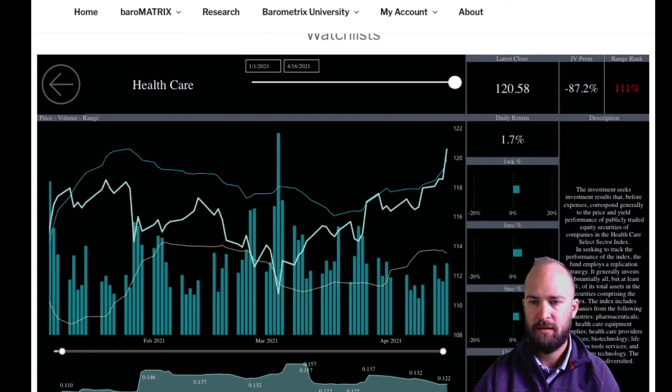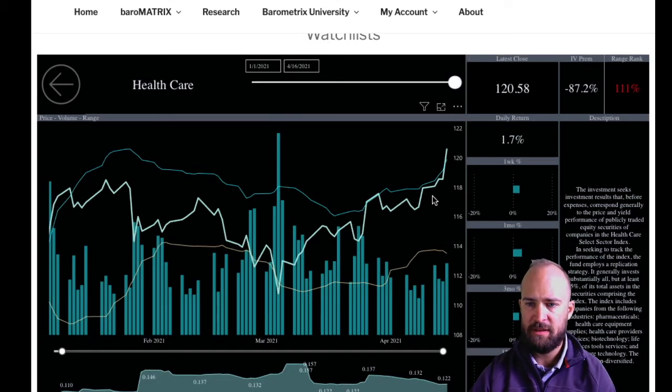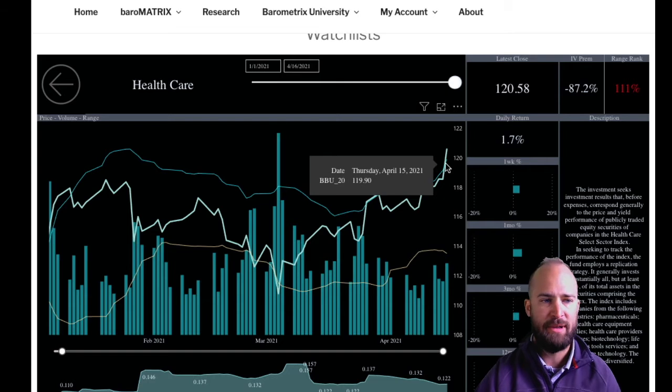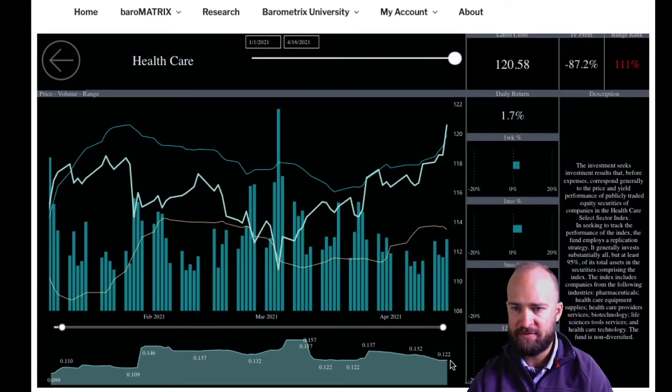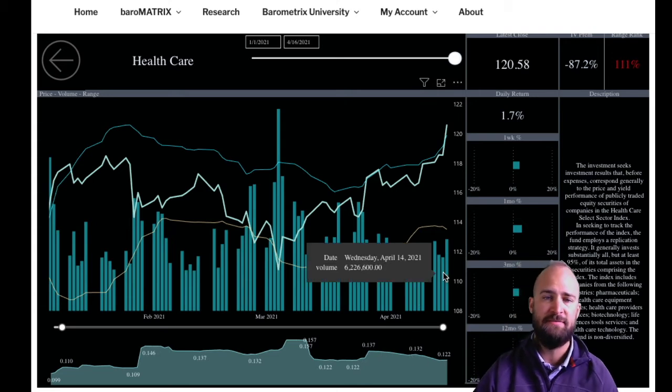And yeah, so we see healthcare really blasting higher above the top end of its near-term range here on increased volume and decreased volatility. So a big positive push higher with tons of support here in healthcare.